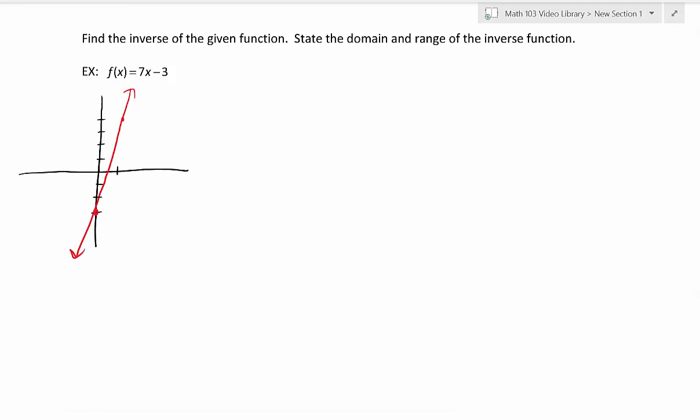Is this a one-to-one function? Does it pass both the horizontal and vertical line test? Yes, it does. So this is one-to-one. That means that we can proceed with finding the inverse function. We're starting with f of x equals 7x minus 3. The first thing we'll do is take it out of function notation. So we're going to replace that f of x with y.